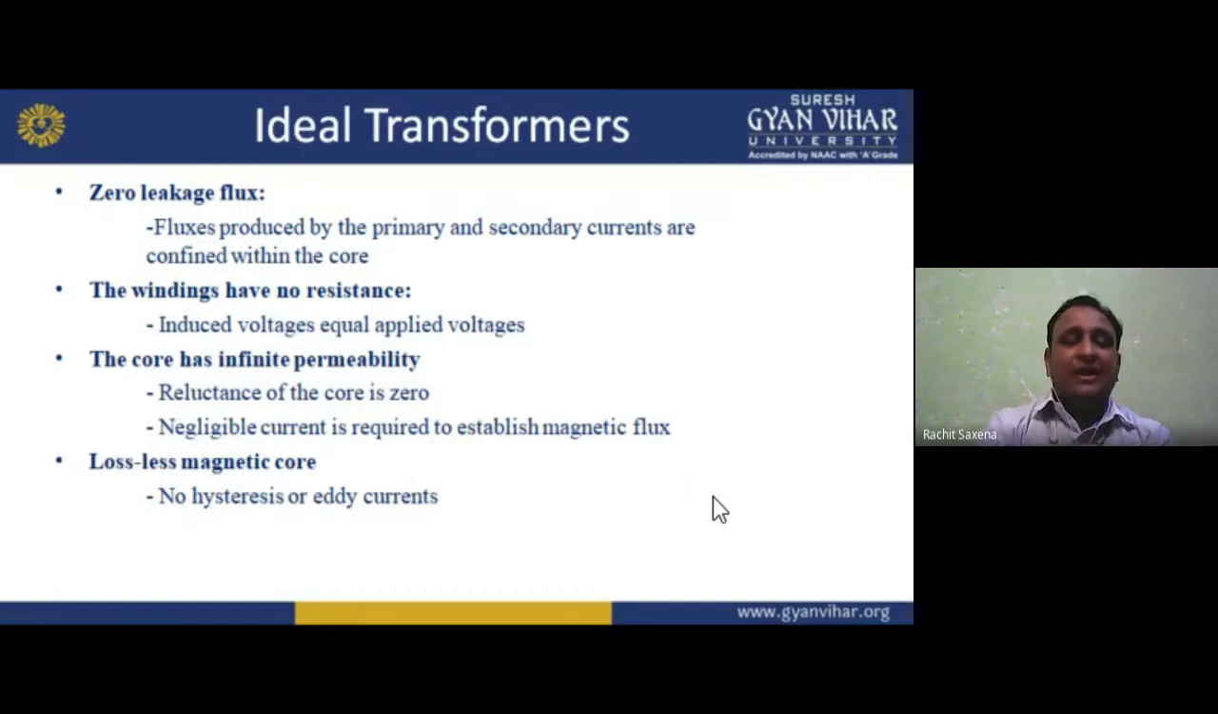Now, the windings have no resistance. It is not possible; our body always has resistance, so we can't say that a non-living thing has no resistance. All windings have resistance, because the metal which we use to make the winding has a small value of resistance, but it has resistance. So with no winding resistance, the induced voltage equals the applied voltage. It is due to the no resistance.